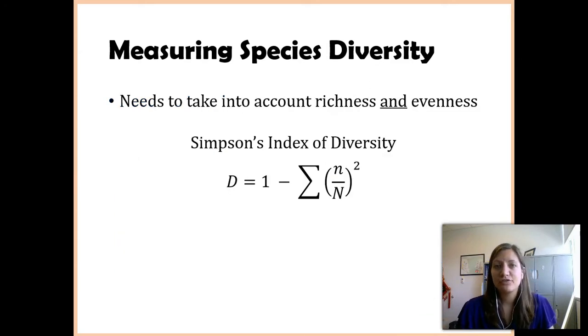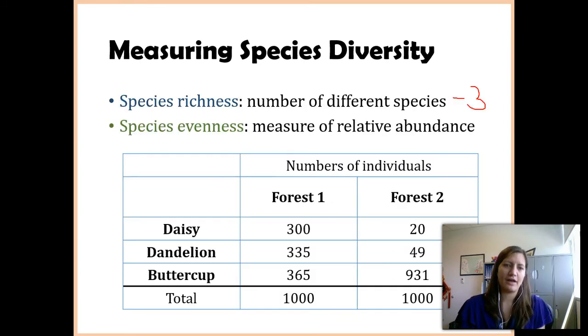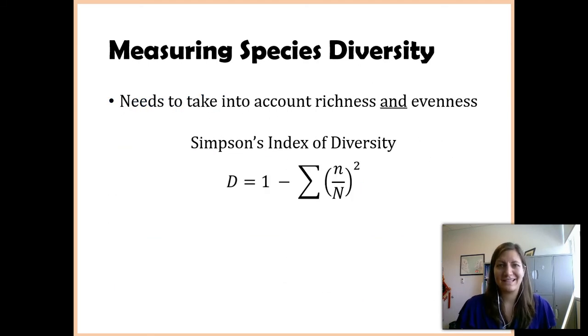Now we have a metric to measure this. Looking back at this slide, it was very easy to tell, okay, they both have 3. And they both have, or this one's even, this one's not even. Usually it's not that simple though.